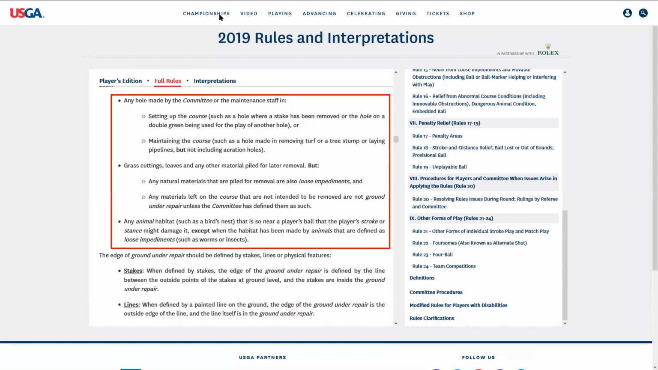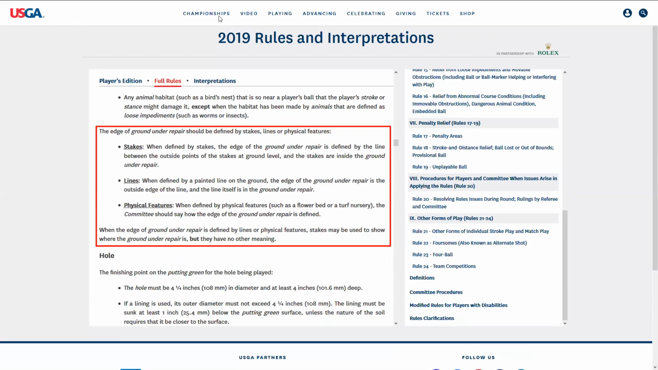The edge of the ground under repair should be defined. And then you go to the next page. Stakes. When defined by stakes, the edge of ground under repair is defined by the line between the outside points, and the stakes are inside the ground under repair. Same way with lines. If you got a line that's marked, the lines themselves are inside the ground under repair. Physical features, it simply says the committee should define the edge. If it doesn't, well, it doesn't, but you should.